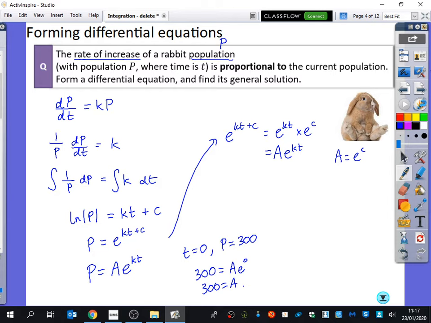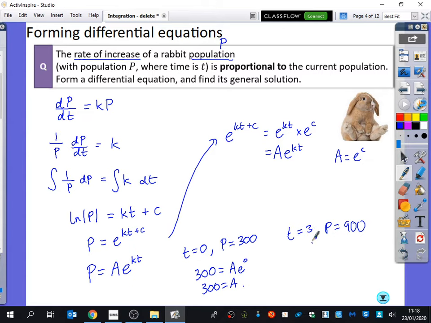That's a model for a population. If I told you that when t is equal to 0, p is equal to 300, that allows you to find out what a is. But I can't find out what k is unless, what do you think they might need to have told me? How could I also find out what k is? I need another boundary condition. They've given me a boundary condition here: when the time is zero, the population is 300. They might have said three months later, the population of rabbits is 900. So you need two things here.